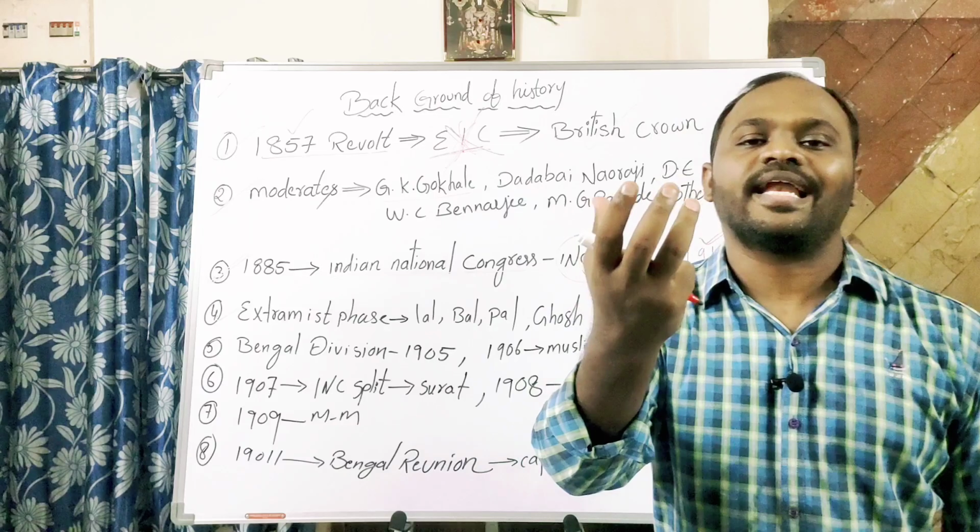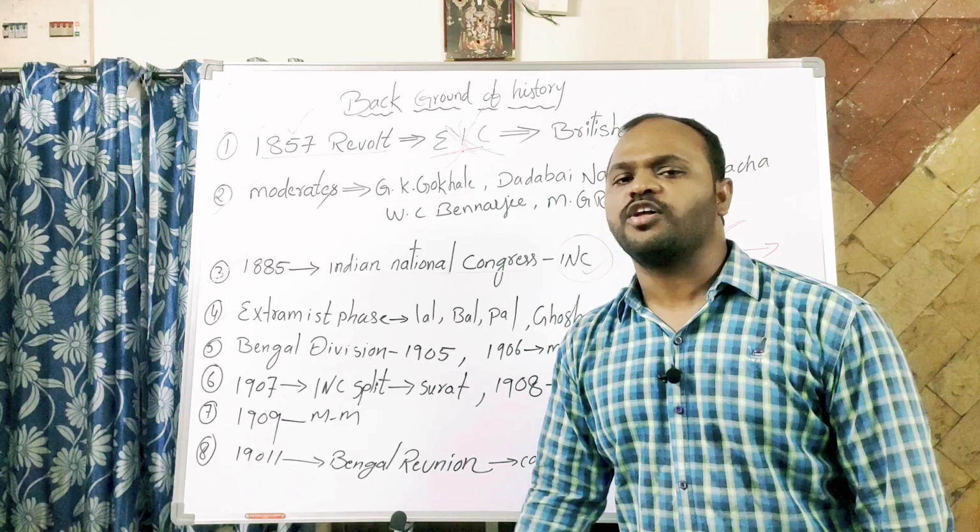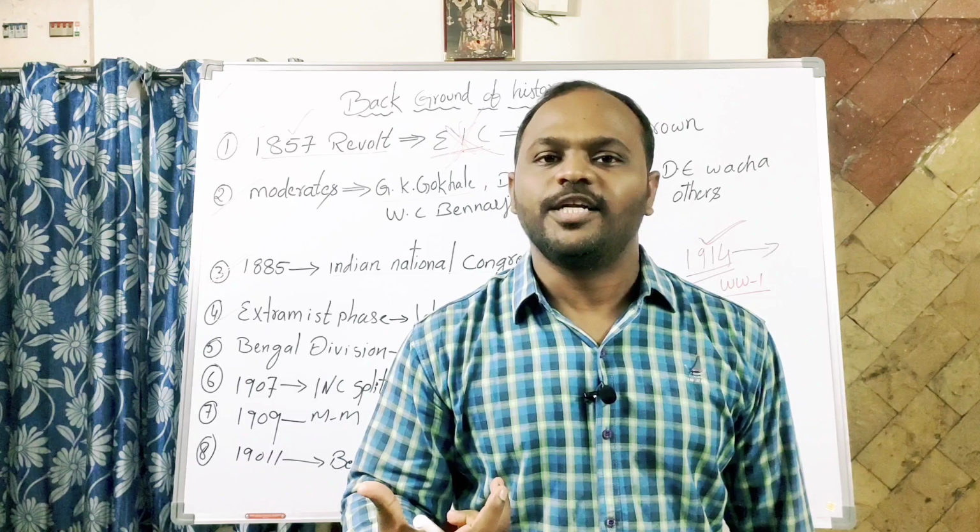So what happened in 1885? The Indian National Congress was formed. What do you mean by this? It is a group of members, a group of organizations combined together just to demand our needs from the Britishers.